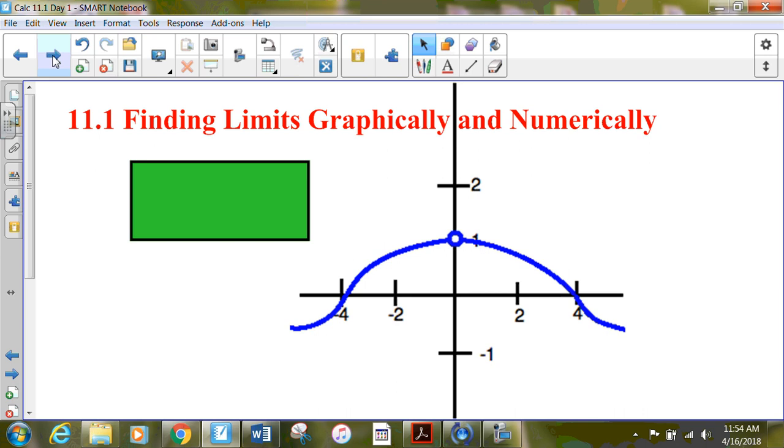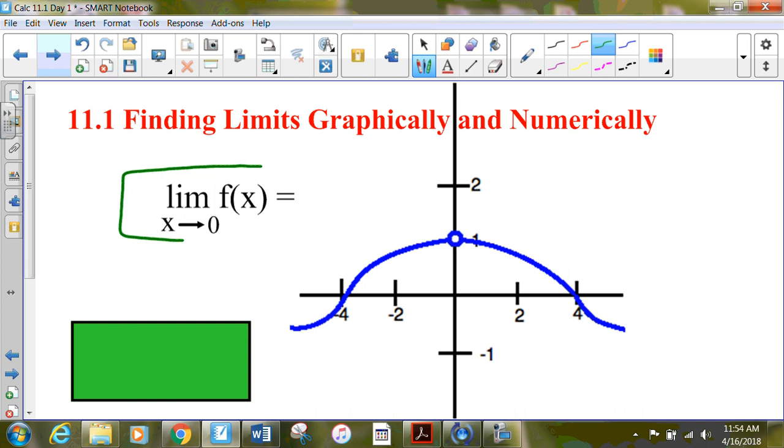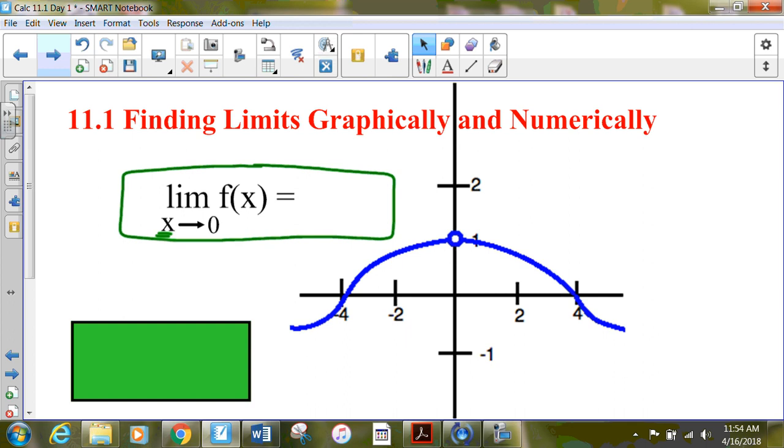So here we have a graph, and we're going to talk about finding the limit of this function f of x. So our graph that we see is the function f of x as x approaches 0. So note how I pronounce this. When you see this, you're going to say the limit of f of x, or whatever is after the limit, as x approaches 0. And so what this question is asking us to do is look at the graph and see what's going on as x approaches 0.